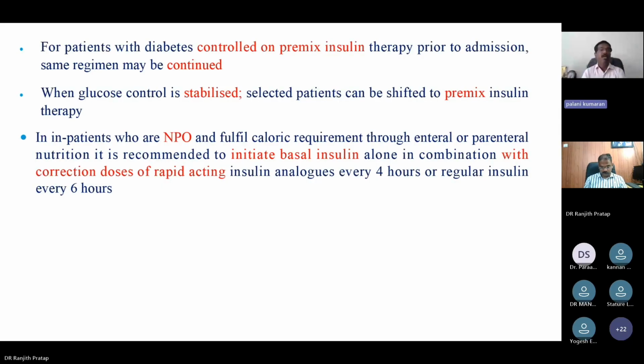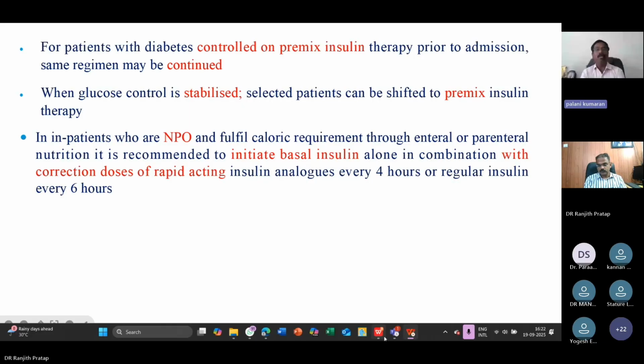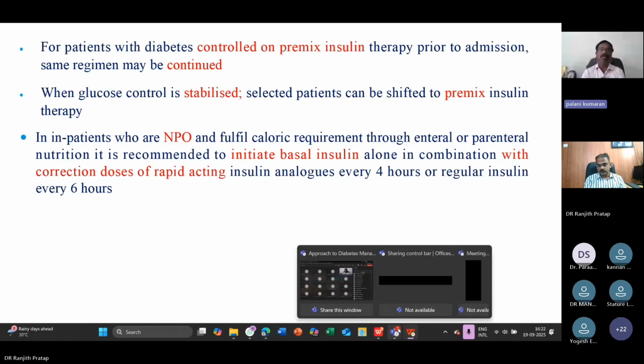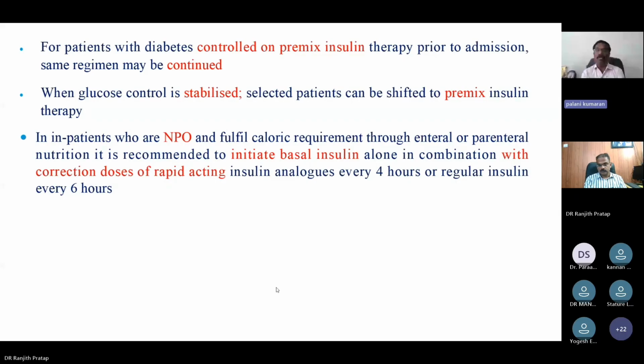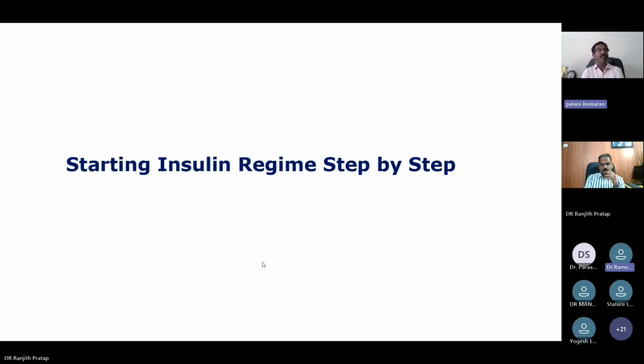Whenever the patient is nil per oral or on Ryle's tube feeding, we have to initiate basal insulin. For a patient on Ryle's tube feeding, it's better to start with basal insulin with total daily dose calculation, and addition of correctional insulin, whether rapid acting or short acting insulin, with 4th hourly or 6th hourly blood sugar. Next slide. Starting insulin regime we can now see in a step-by-step manner. Next slide.